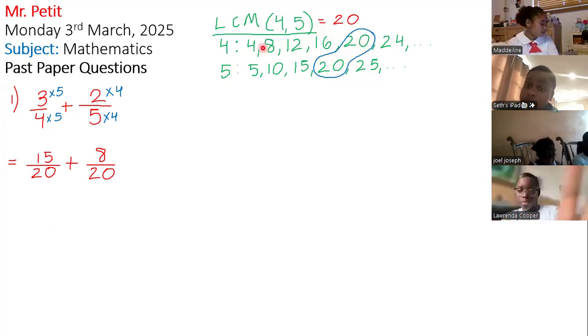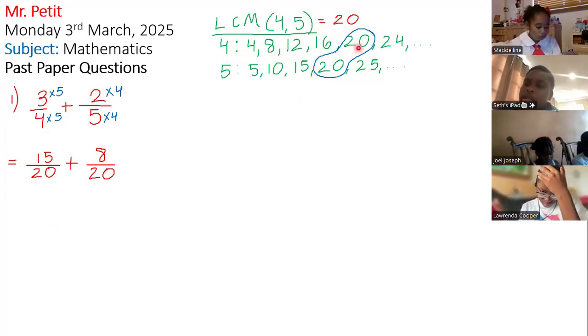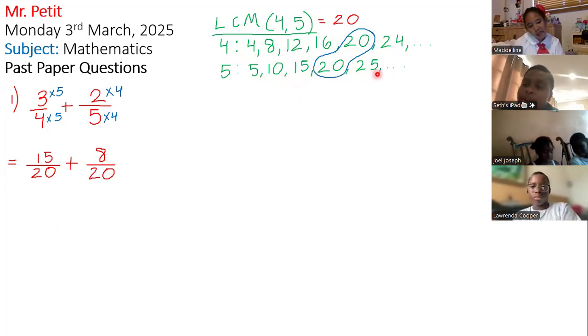Very good. So we have the first list of multiples of 4. What are multiples of 4? 4, 8, 12, 16, 20, and 24. Good. What are multiples of 5? 5, 10, 15, 20, 25. And what number is the lowest common multiple between the two? 20. Very good. So 20 is common between both.